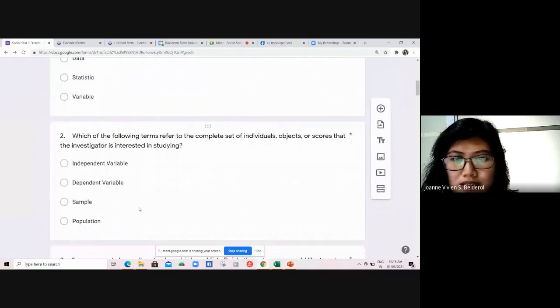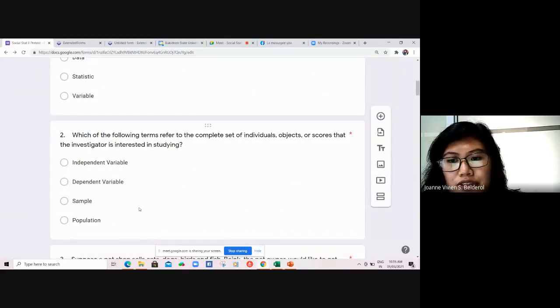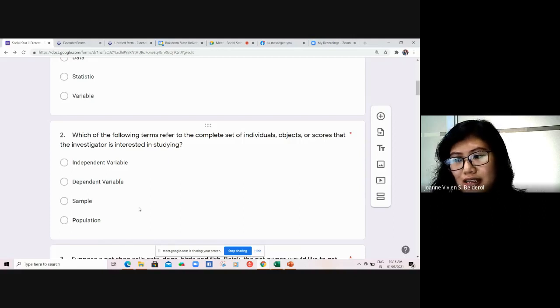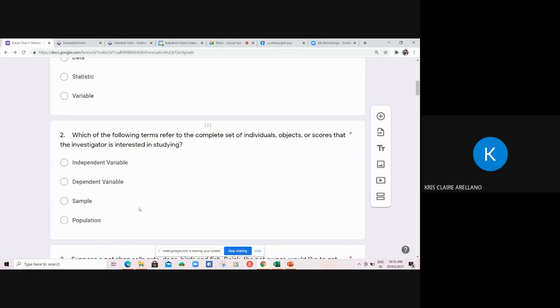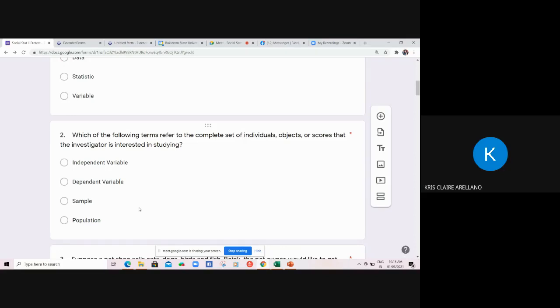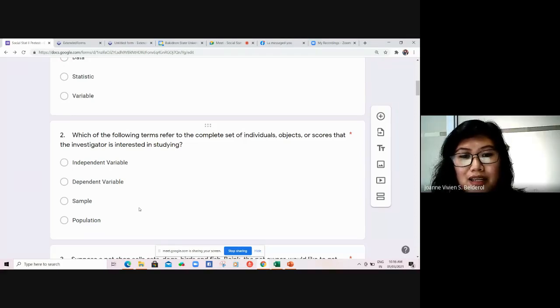Which of the following terms refer to the complete set of individuals, objects, or scores that the investigator is interested in studying? What's the correct answer? Complete set of individuals. Population, ma'am. Correct. It's population. So I hope it's clear: sample versus population, statistic versus parameter.